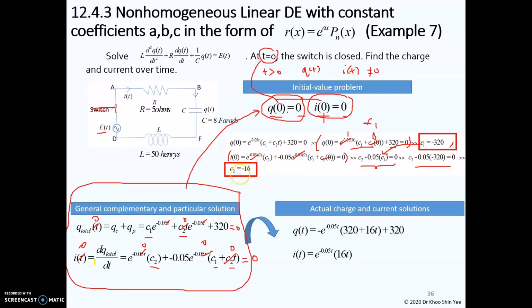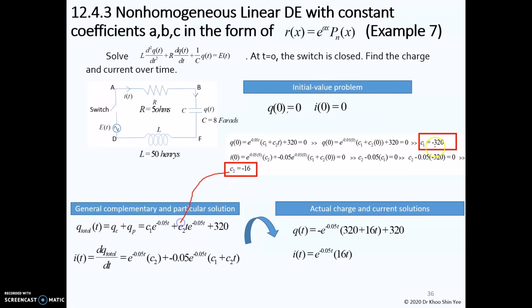Solve it, then you obtain C2 equal to negative. Then we can substitute the C1 and C2 inside the charge equation. You should obtain this. And you continue to substitute the C1 and C2 inside the current equation. Then you should obtain this. So this is the actual charge and current solution for this problem.